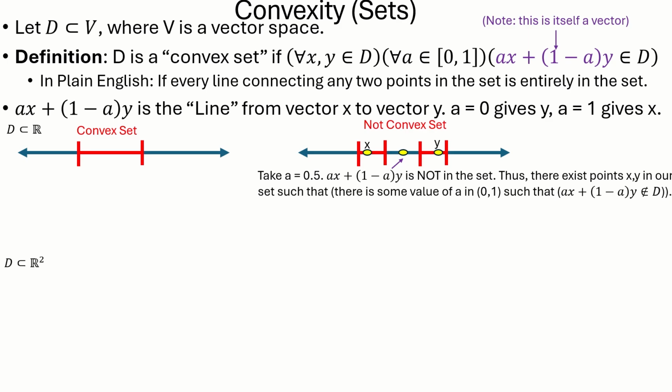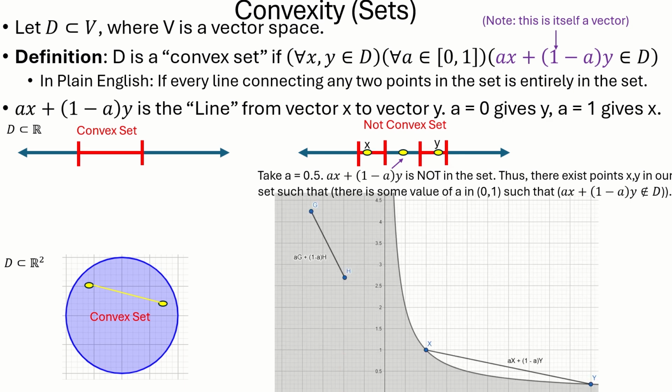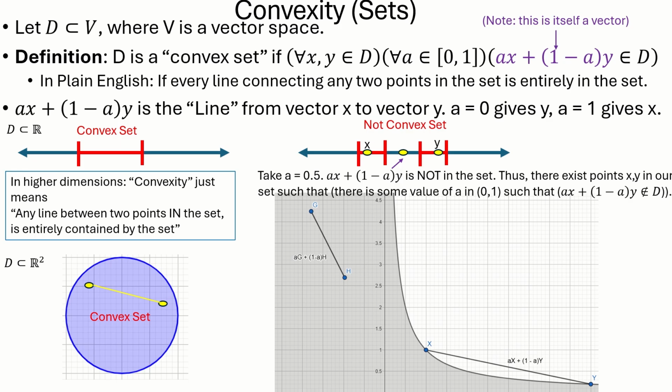If D is a convex set and a subset of R2, it will be a shape such that the line connecting any 2 points in the shape lies entirely within the shape. If you have a shape like this, it's not a convex set because we can pick 2 points in the shape such that the line connecting them is not entirely contained within the shape, such as points x and y in this example. We can use the same intuition for convex sets in higher dimensions. They are shapes such that the line connecting any 2 points in the shape lies entirely within the shape.